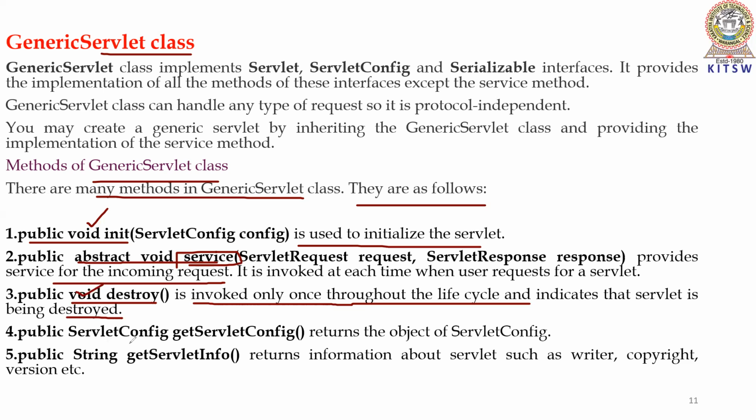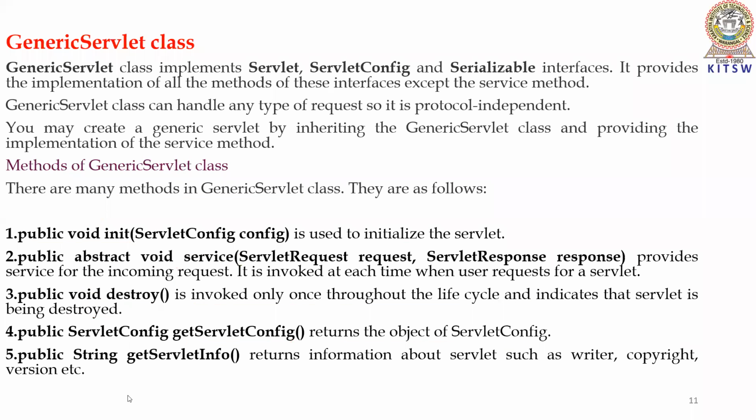Next one is the getServletConfig method. It returns the object of ServletConfig. Next, getServletInfo. It returns information about the servlet, such as copyright, version, and so on.